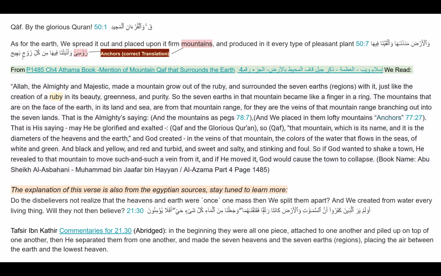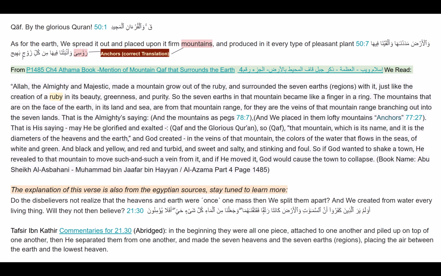So the 7 earths in that mountain became like a finger in a ring. The mountains that are on the first of the earth, in its land and sea, are from that mountain range, for they are the veins of that mountain range branching out into the 7 lands. That is the Almighty's saying, and the mountains as pegs, and we placed in them lofty mountains anchors. That is His saying, may He be glorified and exalted. So Kaf, that mountain, which is its name, and it is the diameters of the heavens and earth.